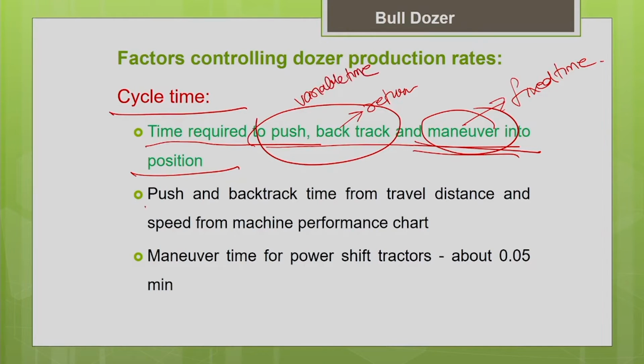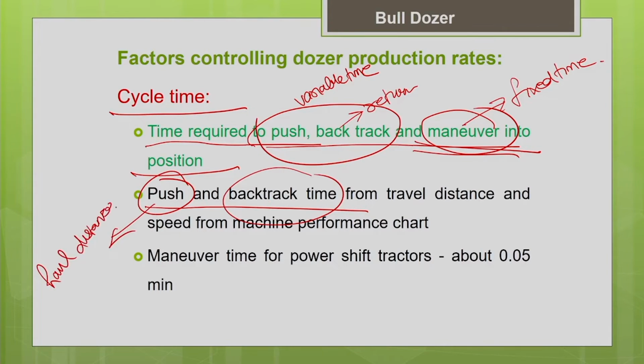Why do we call this push time and backtrack time variable time? Because it is dependent upon your haul distance. So, the greater your haul distance, the greater will be your push time and return time or backtrack time. This is solely dependent upon your haul distance. That is why we call it variable. Obviously, it depends upon the speed also. So, to know the push time and the backtrack time, I need to know the travel distance or the dozing distance or the haul distance. I need to know the travel distance and I also need to know the speed.